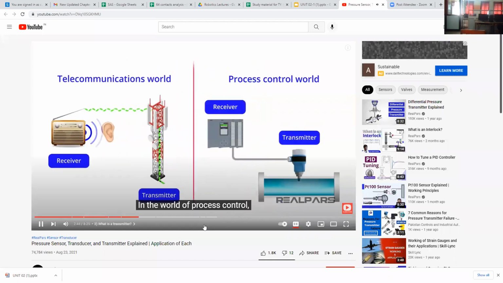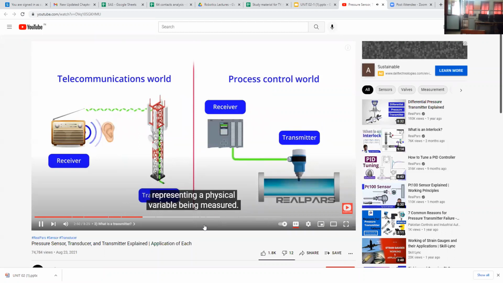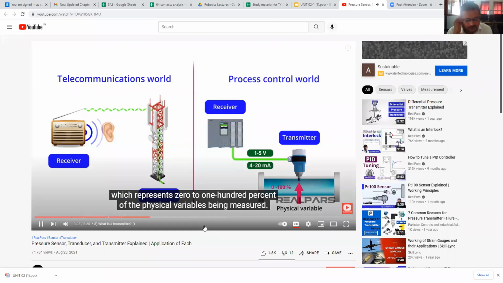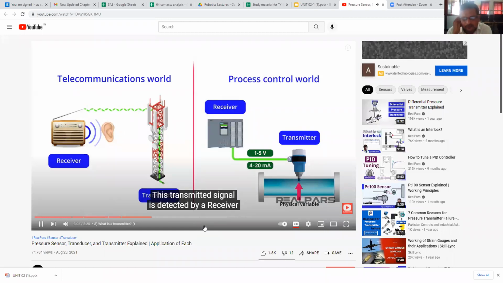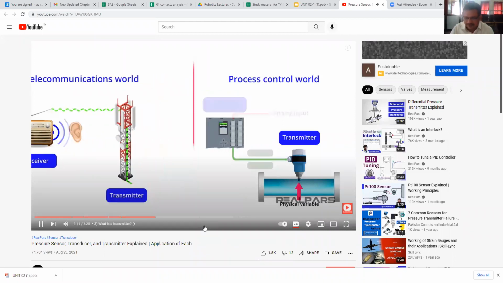The receiver produces sound waves for the human ear. In the world of process control, a transmitter is a device that transmits a standard instrumentation signal representing a physical variable being measured. The standard electrical signals are 1 to 5 volts or 4 to 20 milliamps, which represents 0 to 100% of the physical variable being measured. This transmitted signal is detected by a receiver, such as an analog input on a PLC or a DCS.